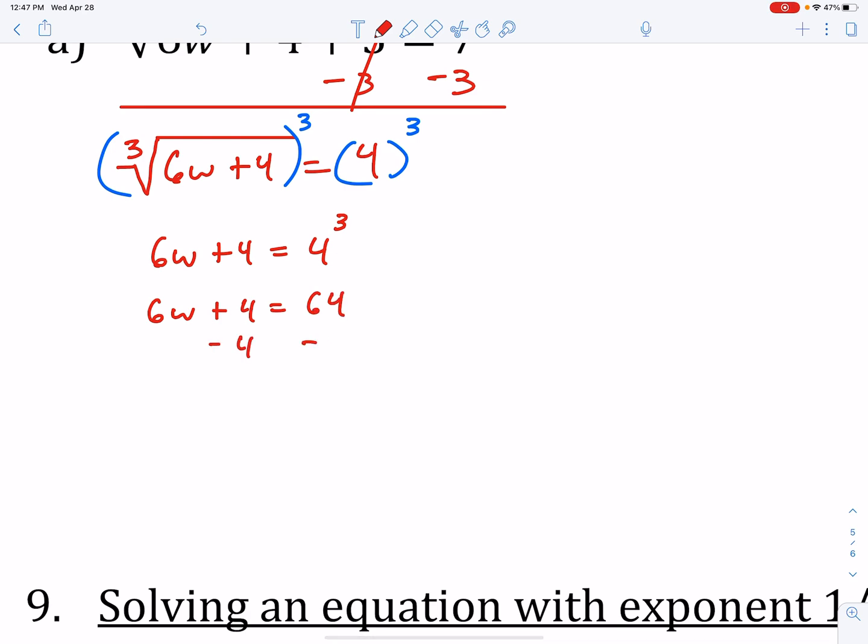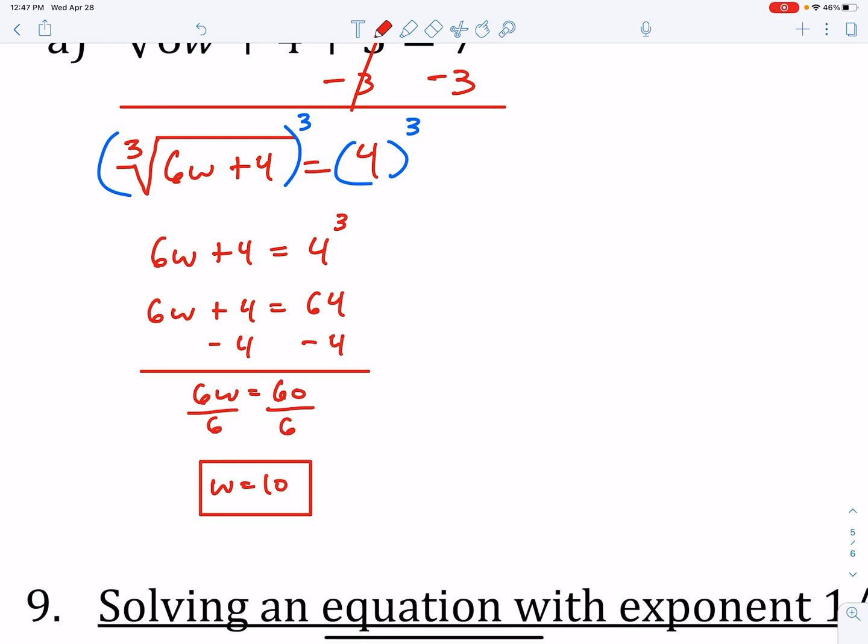And now we just solve like we have in the past. So we're going to solve for w. 6w equals 60. You're multiplying, so you need to divide by 6, which is the inverse operation. w equals 10.